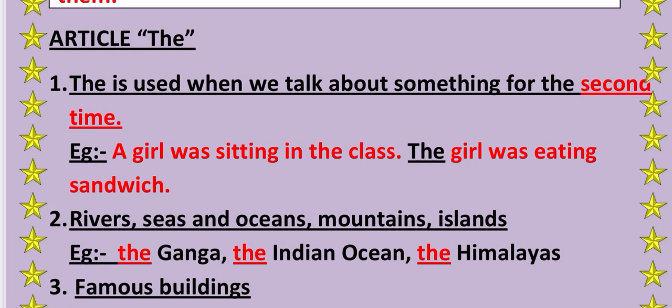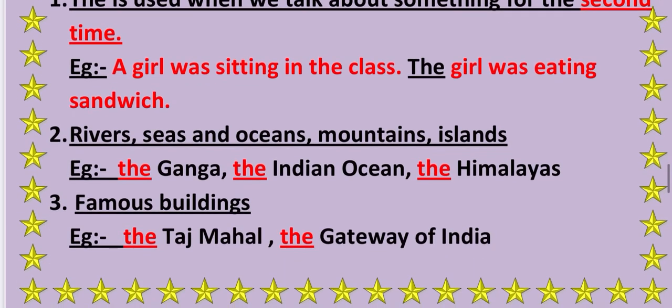For example, a girl was sitting in the class. I have already talked about that girl. Now I am talking about that girl for the second time. The girl was eating a sandwich. So when I talk about that same girl for the second time, then I will use the. Second thing, before names of rivers, seas, oceans, mountain ranges, islands, I am going to use the. The Ganga, the Yamuna, the Nile, the Indian Ocean, the Himalayas.